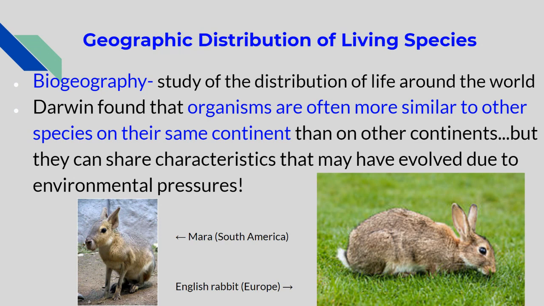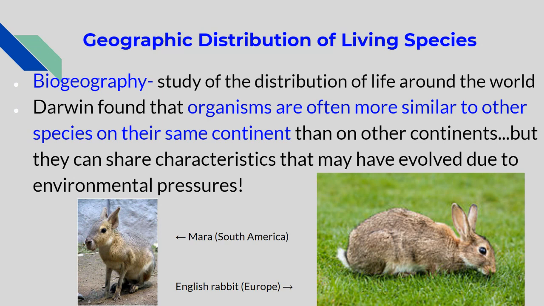So, if we look at the Mara, which is from South America, and we look at the English rabbit, which is from Europe, we can see that they do have some similar characteristics, and those similar characteristics may have evolved because they have some of the same environmental pressures. Like maybe they have similar foods that they eat on those different continents of South America and Europe. Maybe they have similar predators that might need them to both have big, long ears to listen for their predators and that sort of thing.